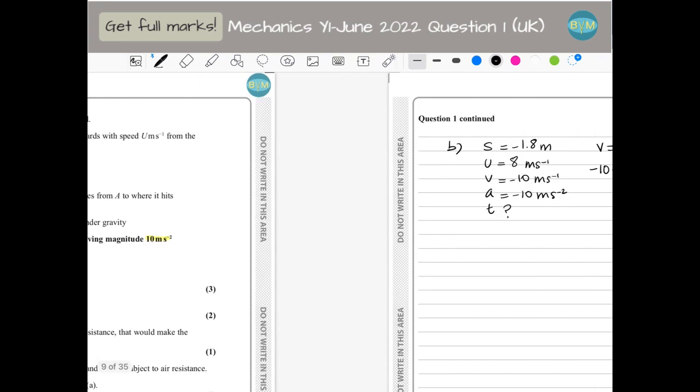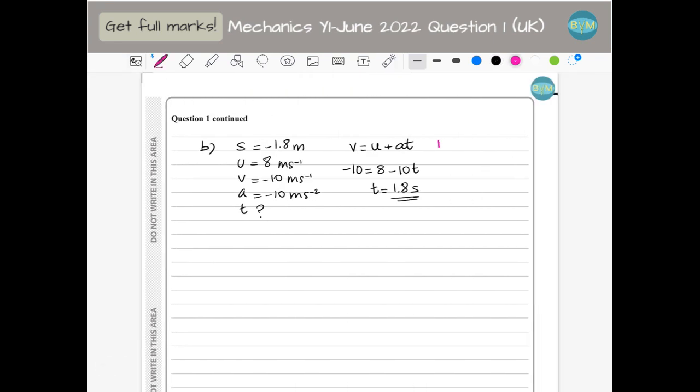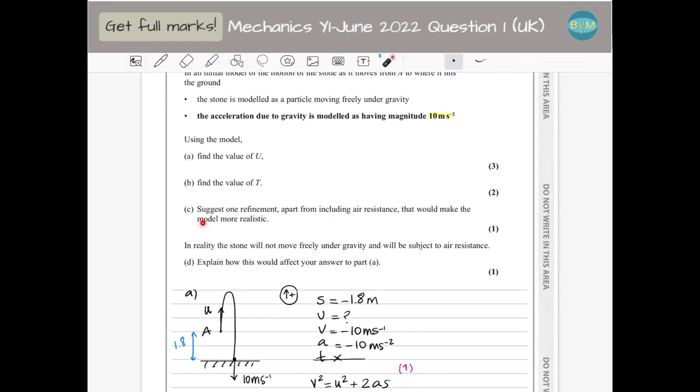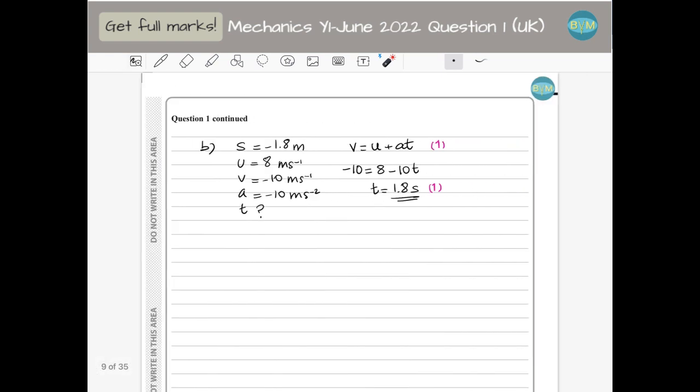This is the next part, and you get the marks for the method, so for using the SUVAT equation, and for the answer. Then C, they say, suggest one refinement, apart from including a resistance, be careful, don't mention this again, that would make the model more realistic. So my recommendation is that when you are doing questions where you have gravity, you just say a more accurate value of gravity. So that would be 100% sure a mark without any complication.